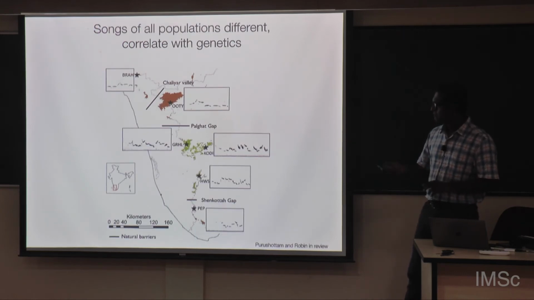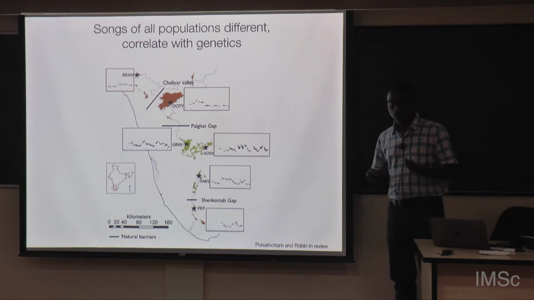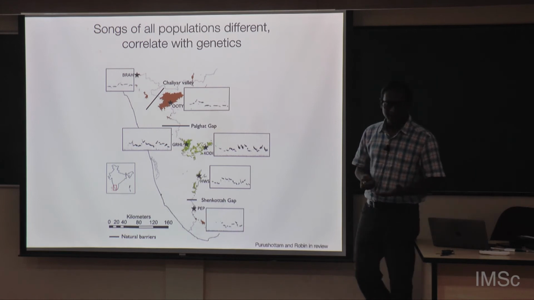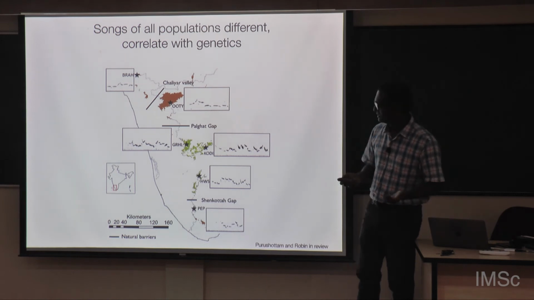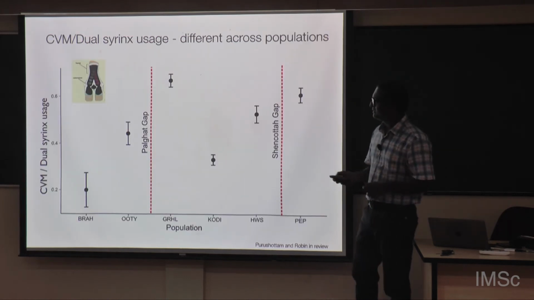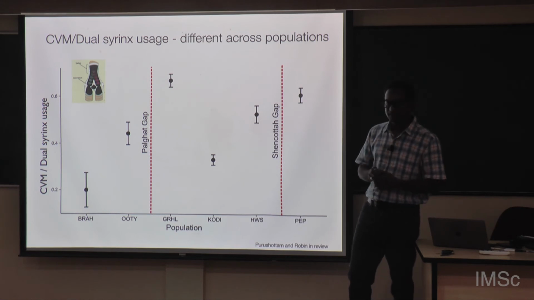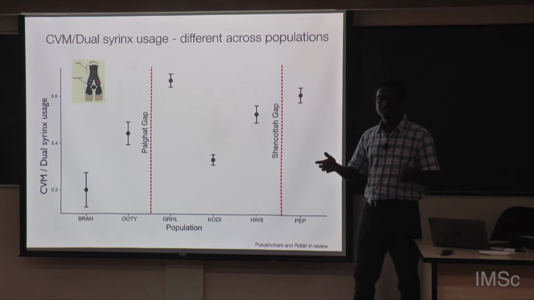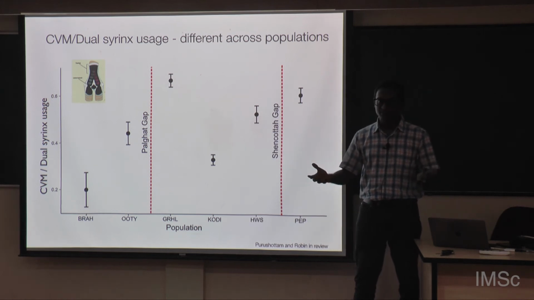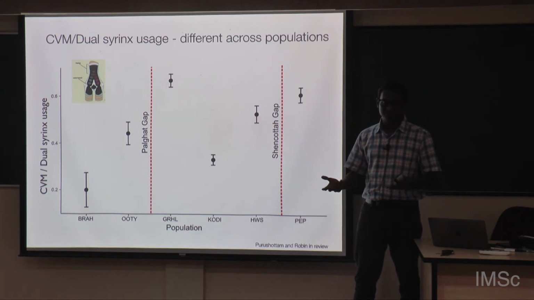And very simply, what we found was that all of these mountaintops seem to have very different songs, okay? And this is not very surprising because that is expected, because if you have populations that are isolated for very long periods of time, they would have different songs. But what was interesting was that this CVM or dual sirens usage seemed to be different across most of the populations, even the deforested landscape. So forests that were separated by just 100 years of deforestation seem to show differences.